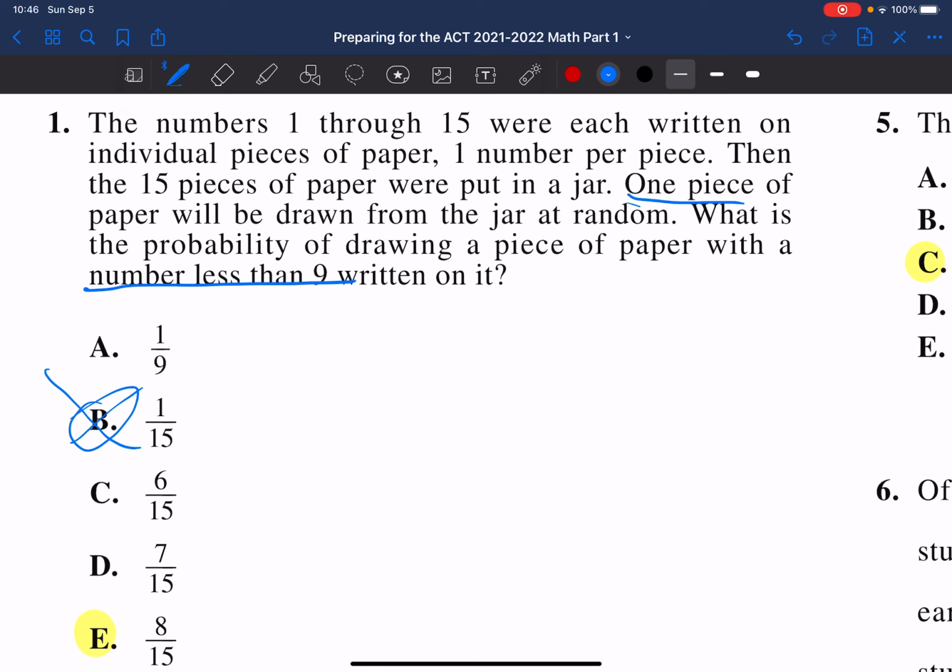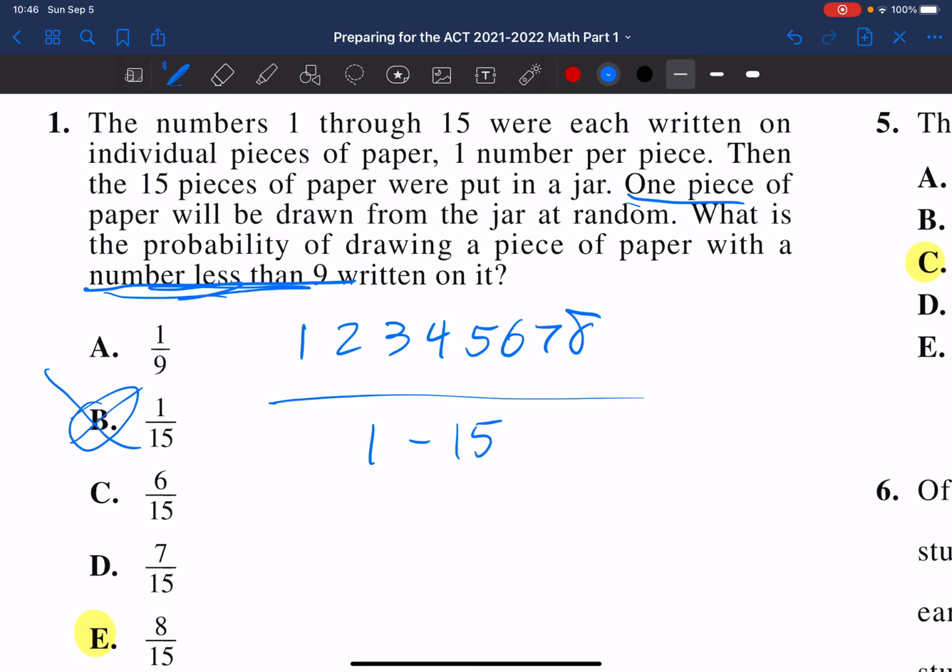But what we have to take into account is the fact that we want numbers less than 9. So let's think about this. We've got 1, 2, 3, 4, 5, 6, 7, and 8 out of a total of 1 through 15. So the question is, how many ways could we get a successful outcome? Well, there are 8 different ways, because each of these numbers counts individually, out of a total of 15. And so that's why your answer is actually letter E.